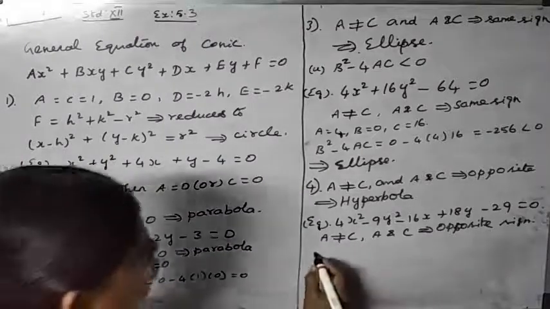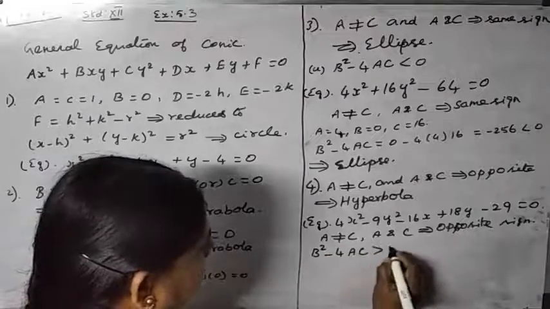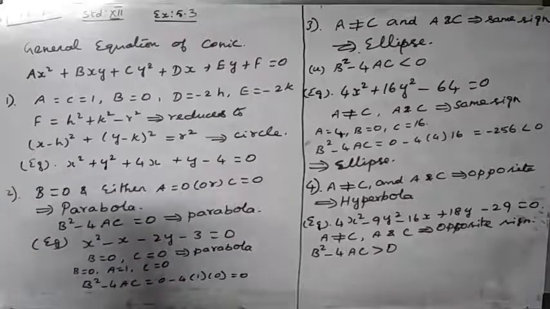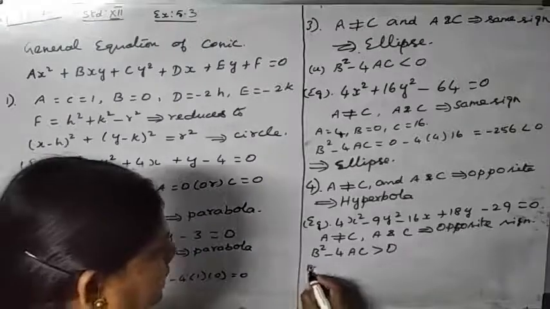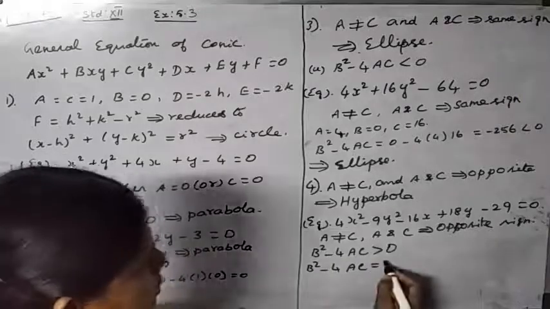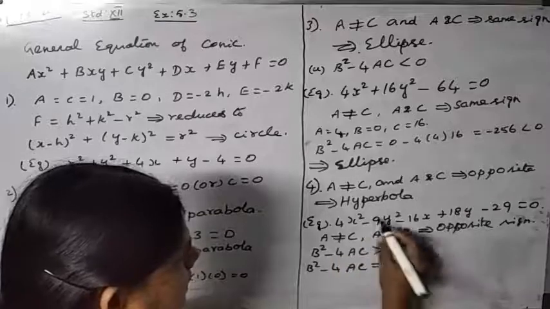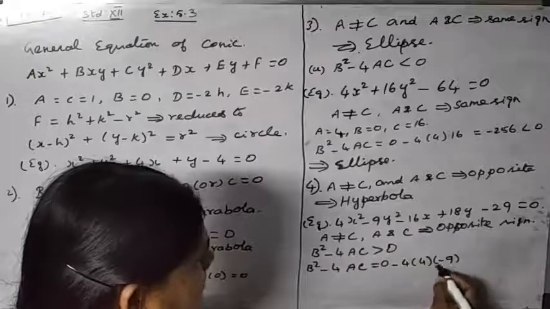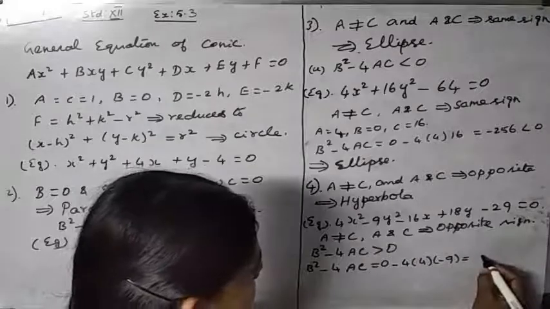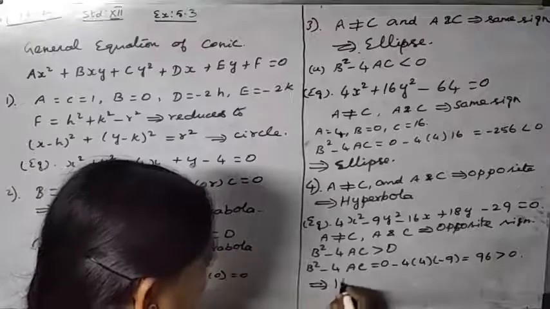Or else we can go to the next condition, b square minus 4ac is greater than 0. Greater than 0 வந்துச்சுன்னா it's a hyperbola. Let us check. b square minus 4ac is equal to, b is 0 minus 4, a is 4 into minus 9. See, minus minus plus ஆயிடும். So 16 nines are 144 plus, 144 greater than 0. So which implies hyperbola.